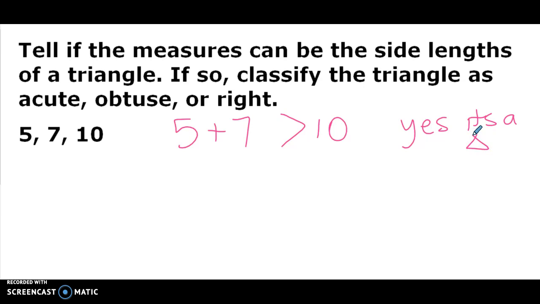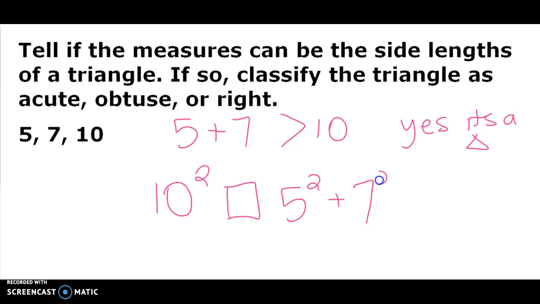Okay, next we need to use the Pythagorean theorem converse to see if it's obtuse, acute, or right. So we can write our c squared. For c squared, we don't know if it's a hypotenuse, but we're just going to use the biggest side. So c squared, leave a box, 5 squared plus 7 squared. Those are our a and b sides.